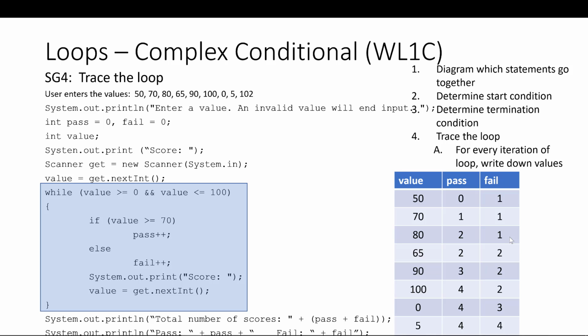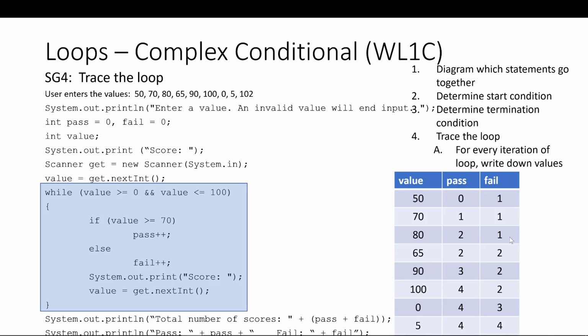Now we read in the next value from the user, which is 70. 70 is greater than 0 and less than 100, so we go into the loop. 70 is greater than or equal to 70, so we increment the pass variable by 1. So now pass is 1 and fail is 1.